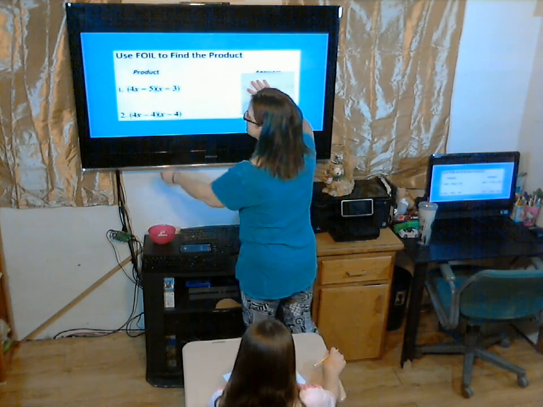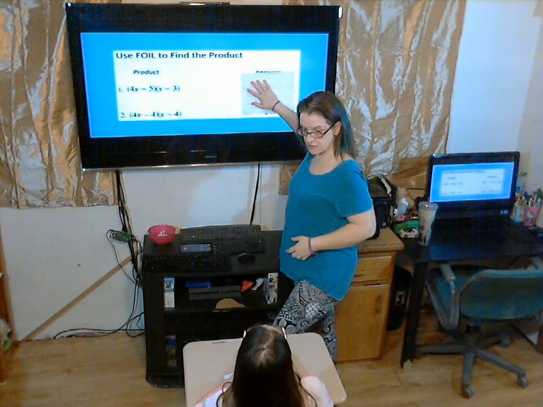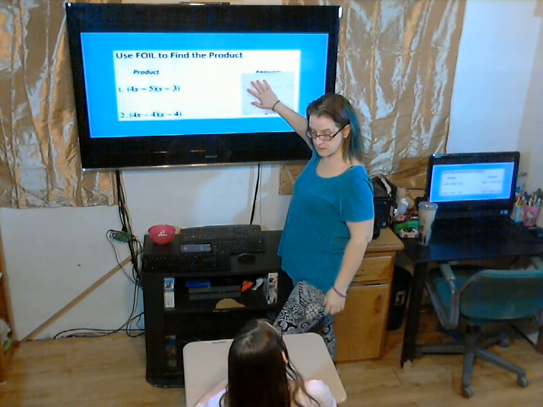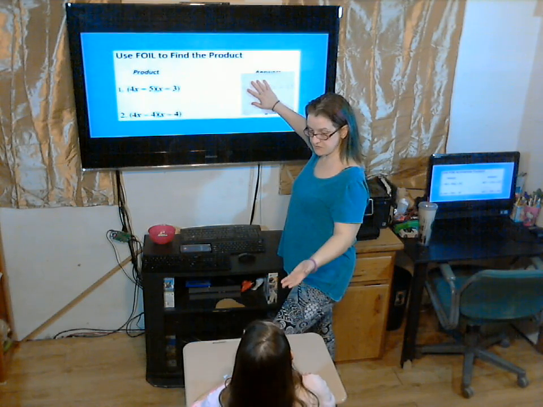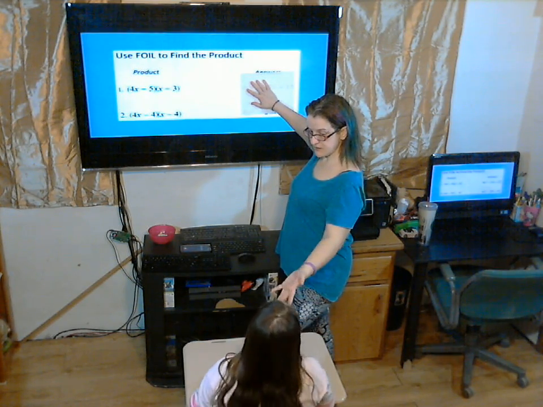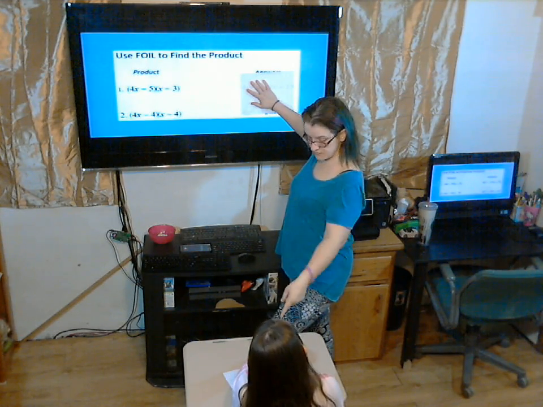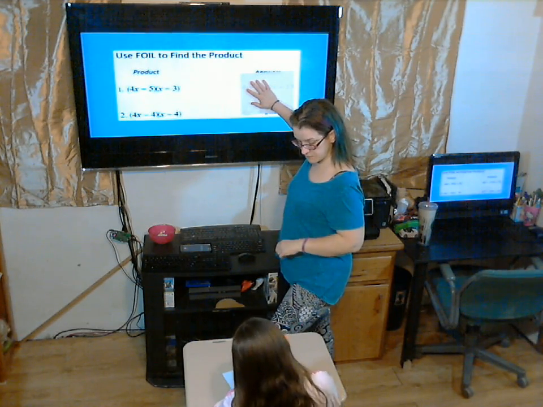Okay, and then we need to do the last two terms. Oh, we have two negative numbers there. Negative 5 and negative 3 gives us a positive number, which is 3 times 5, which is 15. Write it down.